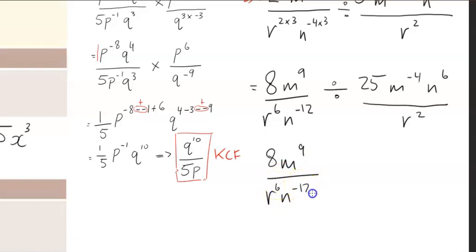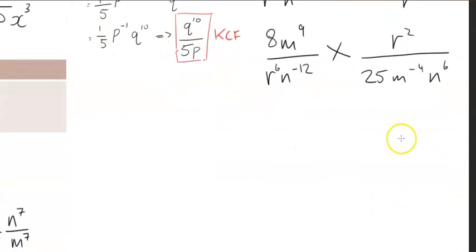6 and 12. I'm going to change the division into a times, and I'm going to flip the second fraction so it becomes r squared over 25 m to the power of negative 4 n to the power 6. Okay, we've got to this part here. Now, there is an 8 on the numerator multiplied by a 25 on the denominator. For the sake of simplicity, let's just take the 8 and 25 out and deal with them later.